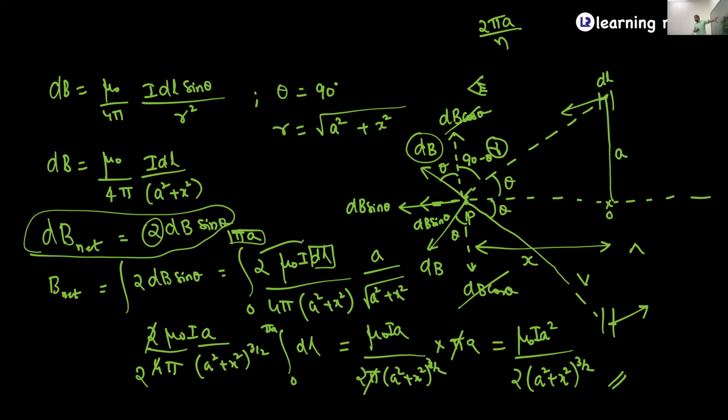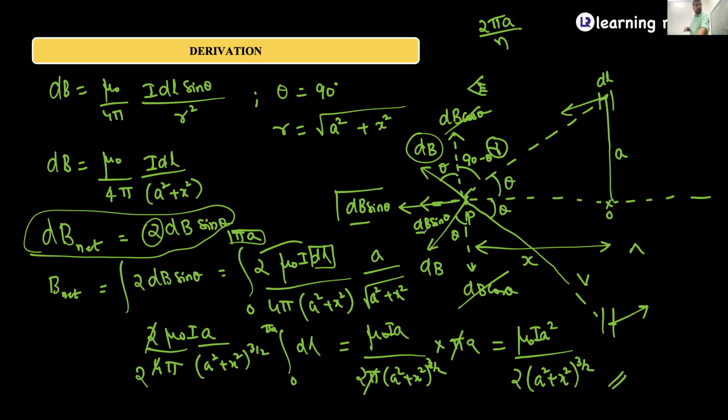Due to those two dBs, which one is getting cancelled? The ones which are exactly in the opposite direction get cancelled, and the ones which are in the same direction get added, and they are the ones which are contributing to the resultant magnetic field. One dB sin theta and another dB sin theta. So each dB sin theta is generated due to whom? Each dl. It is generated due to each dl. So with this, the physics part is over.